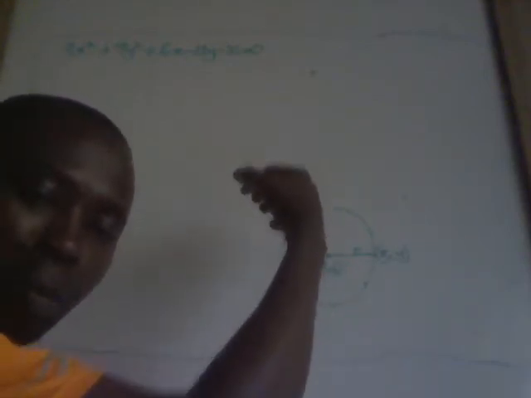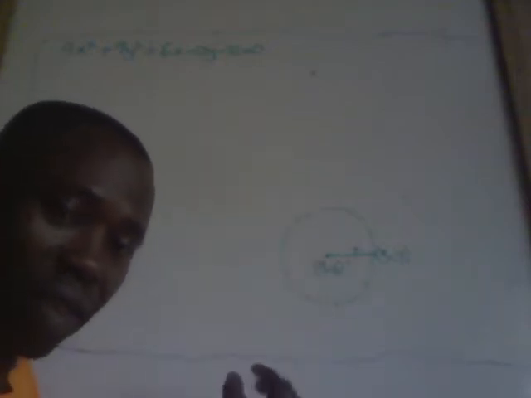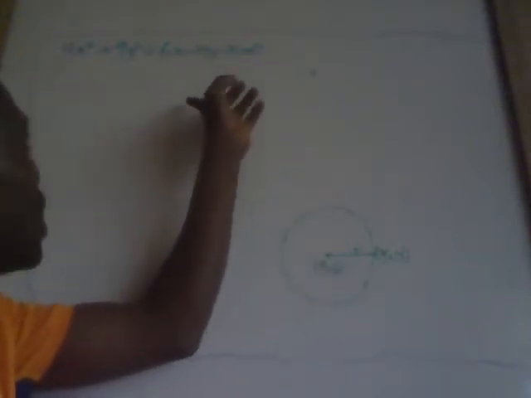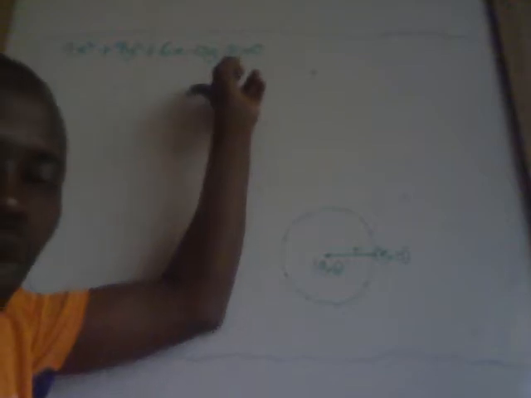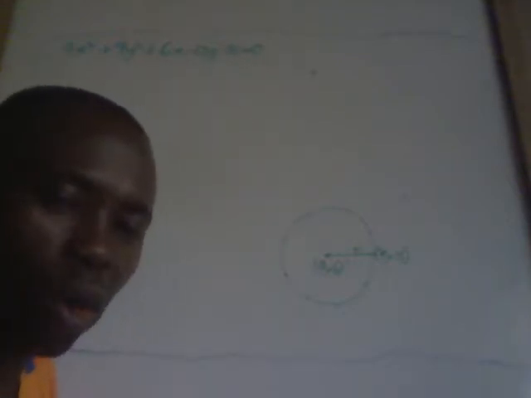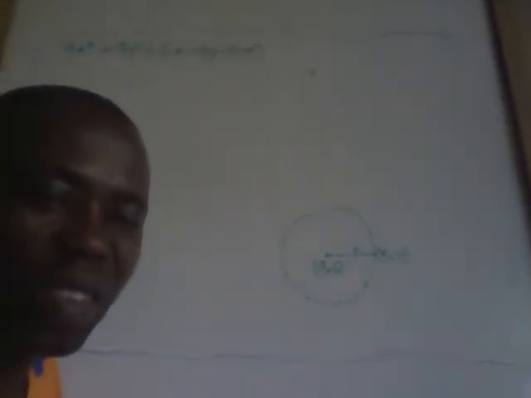Let's do the long method first. Then I will show you the shortcut. The question says find the coordinates at the center of this given equation of a circle. This is 9x squared plus 9y squared plus 6x minus 12y minus 31 all equals to 0.